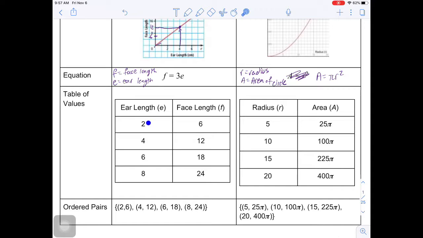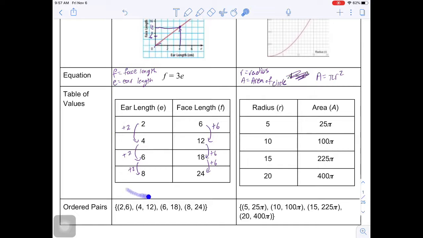So as we can see here, we have our ear lengths on our left-hand side, and our face length on the right-hand side. And we can see that these are increasing by the same amounts. That is why it's a linear relation. So we can see 6 plus 6 equals 12, 12 plus 6 equals 18, 18 plus 6 equals 24. We can see on this side, it's also going up by the same continuous growth. So this would be plus 2, 4 plus 2 is 6, 6 plus 2 is 8.